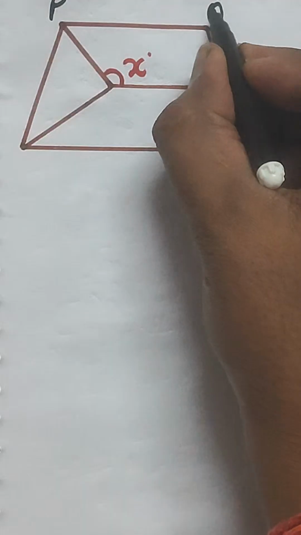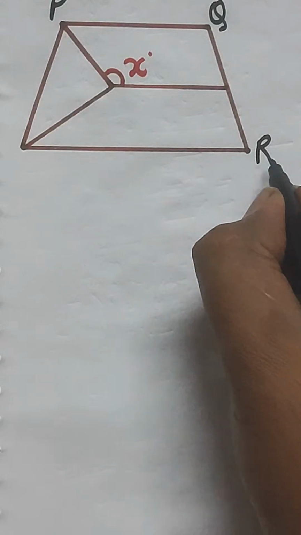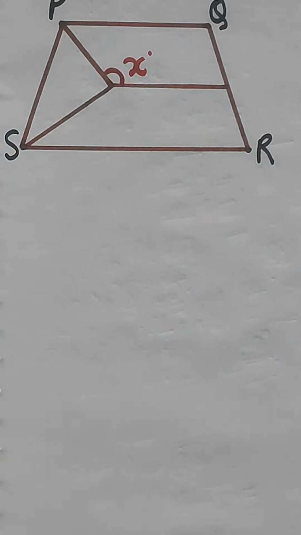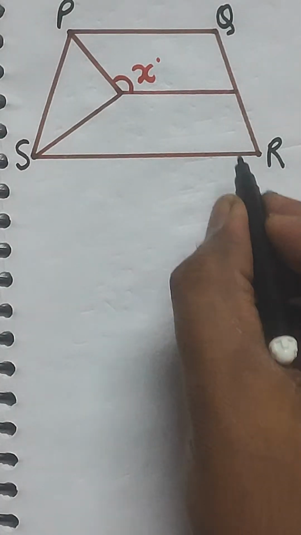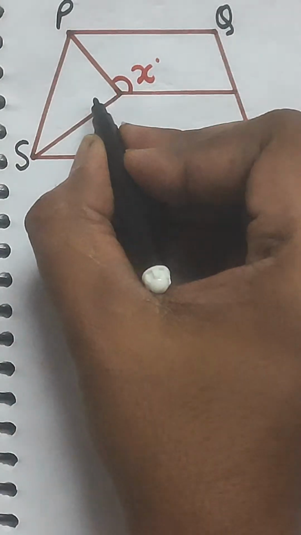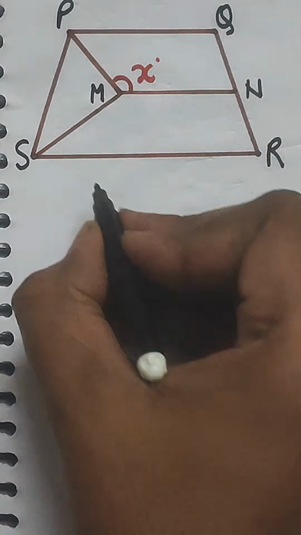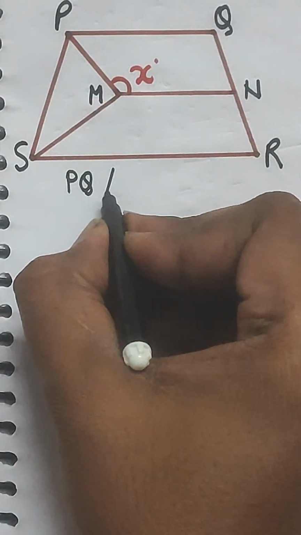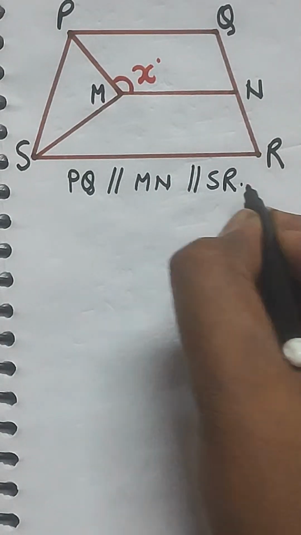trapezium, right? This is P, this is Q, and this is R, and this is S. So PQRS is an isosceles trapezium. Since PQRS is an isosceles trapezium, it's also given that PQ, SR and MN, if this is PQ, if this is SR, and this is M, and this is N, all these are parallel to each other. That is PQ parallel to MN parallel to SR, right?